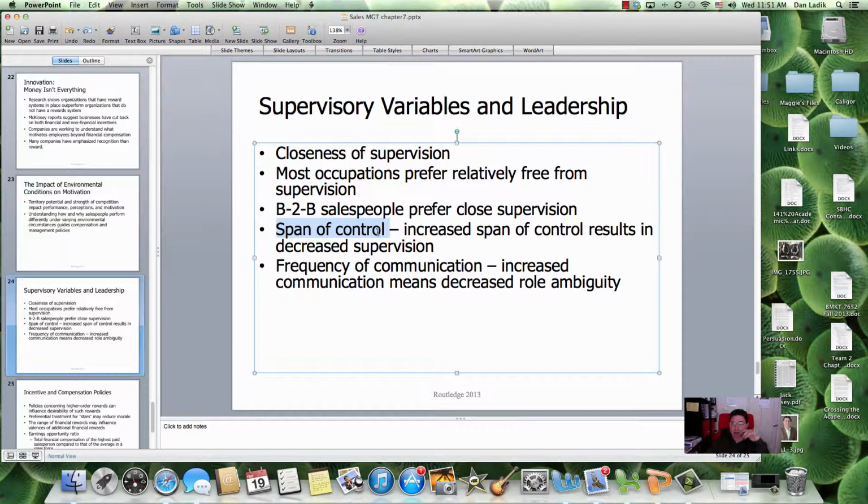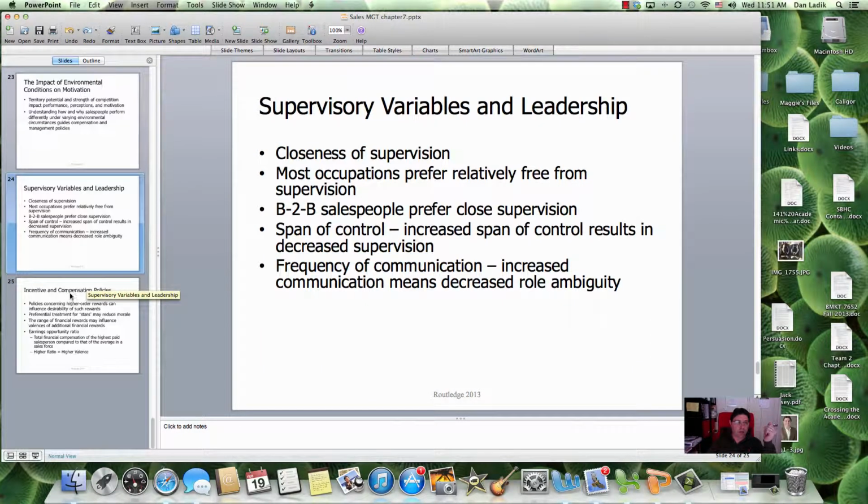Here's the span of control again. An increased span of control results in decreased supervision. If you have more control, you're out on the field, then you need less supervision because you can decide things on your own. Then, of course, how often you communicate with that two-way dialogue.